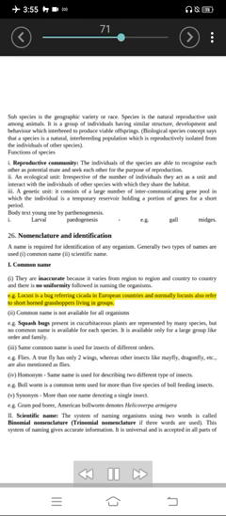E.g., locust is a bug referring to cicada in European countries, and normally locusts also refer to short-horned grasshoppers living in groups. 2. Common name is not available for all organisms. E.g., squash bugs present in cucurbitaceous plants are represented by many species, but no common name is available for each species. It is available only for a large group like order and family. 3. Same common name is used for insects of different orders.